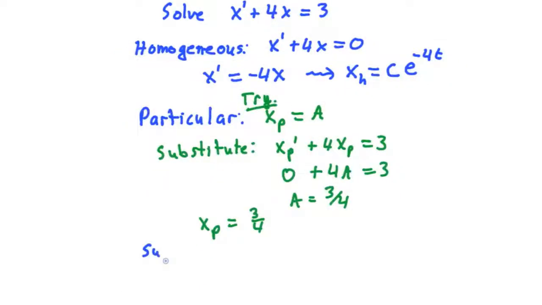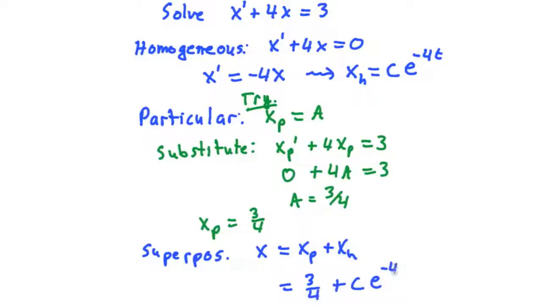And now I can use the superposition principle. Superposition, there I'll abbreviate that too, says that my solution x is x p plus x h. I can superposition these particular and homogeneous solutions, and we have that's 3/4 plus c e to the minus 4t.